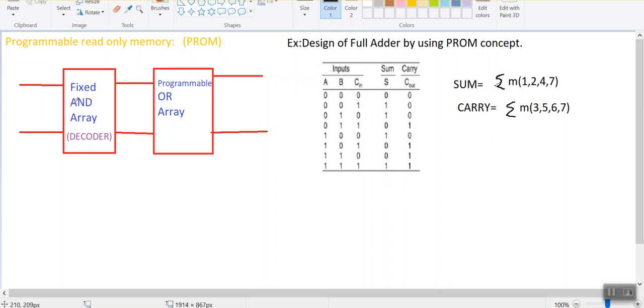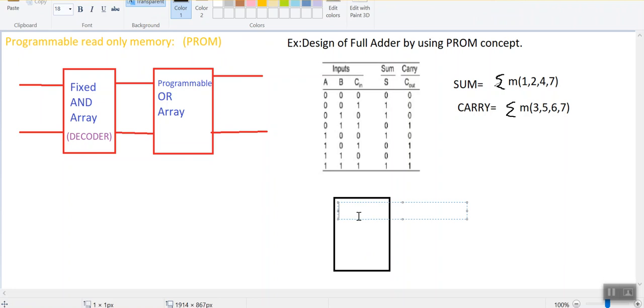Let us have the first one, the decoder. If you observe how many inputs there are, three inputs are there. When you have three inputs, you need to consider a 3 to 8 decoder. This is my 3 to 8 decoder. We can call this a fixed AND array also.